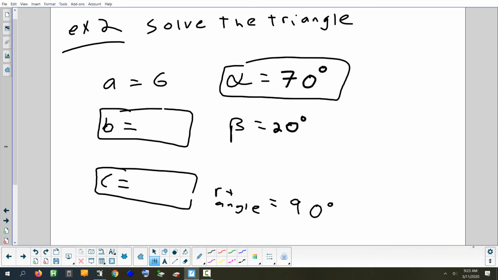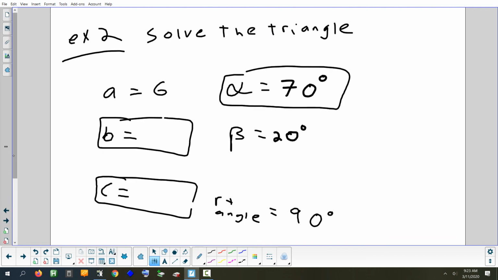Okay, so in order to help you figure out which trig function you should use, you should take that information and do what? Yeah, make a diagram. Okay, so let's draw out what we've got. Again, it doesn't matter how you draw your triangle. A across from alpha, B across from beta. That's all you have to make sure you do.